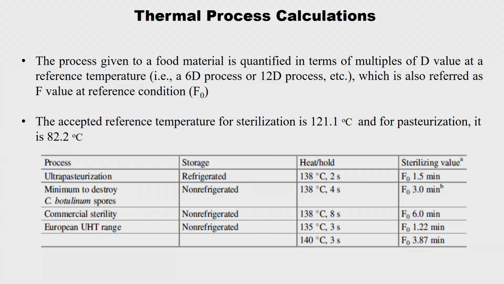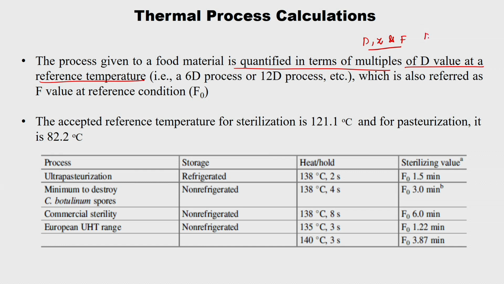This we have discussed already, D, Z and F value. So, I am going to tell here only the critical points. I am not going to discuss how to calculate D value or Z value or F value once again. So, the process given to a food material is quantified in terms of multiples of D value at a reference temperature. So, whether it is a 6D process or 12D process.